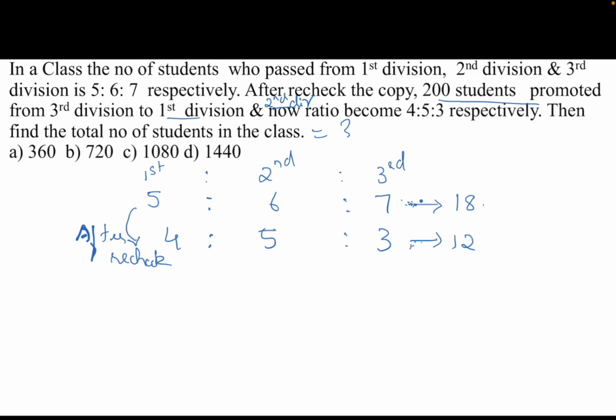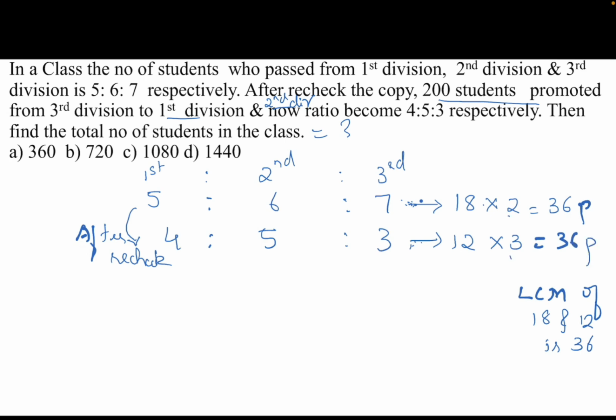LCM of 18 and 12 is 36, isn't it? To make this 36, I have to multiply this by 2 and this by 3. 18 into 2 becomes 36 parts, and 12 into 3 becomes 36 parts. When I am multiplying the total ratio, I have to multiply the individual ratios also. So multiply this by 2.